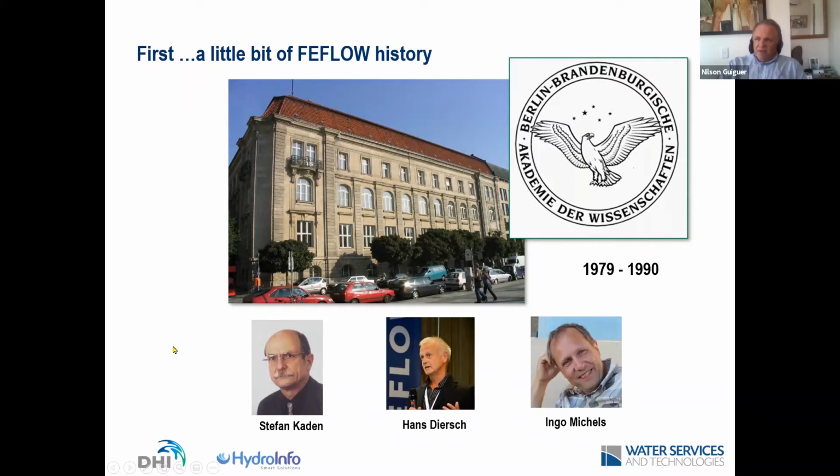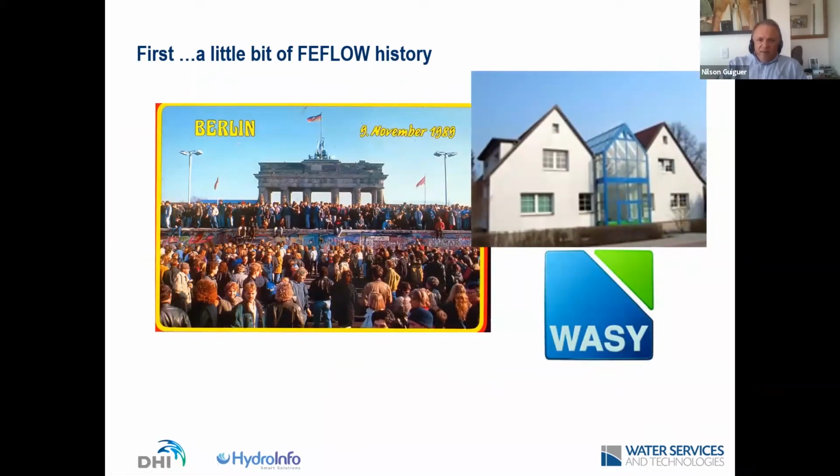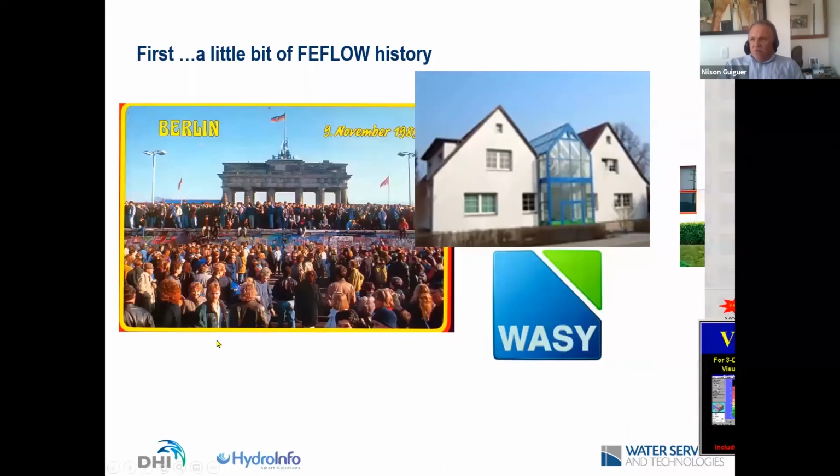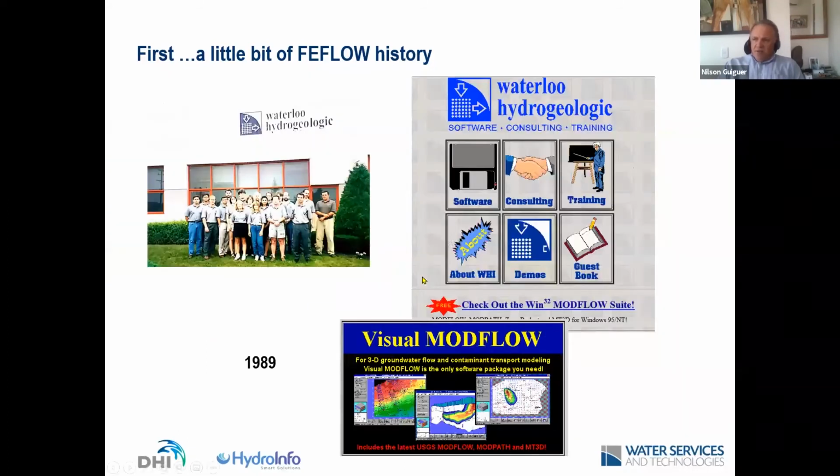In 1989 the Berlin Wall went down, and these three individuals took FeFlow out of the Academy of Science and started their private company, WASY, based in Berlin. At the same time, I had just started Waterloo Hydrogeologic, and this was our first website. I was very proud of it. Now it's ugly. But we had a few software packages.